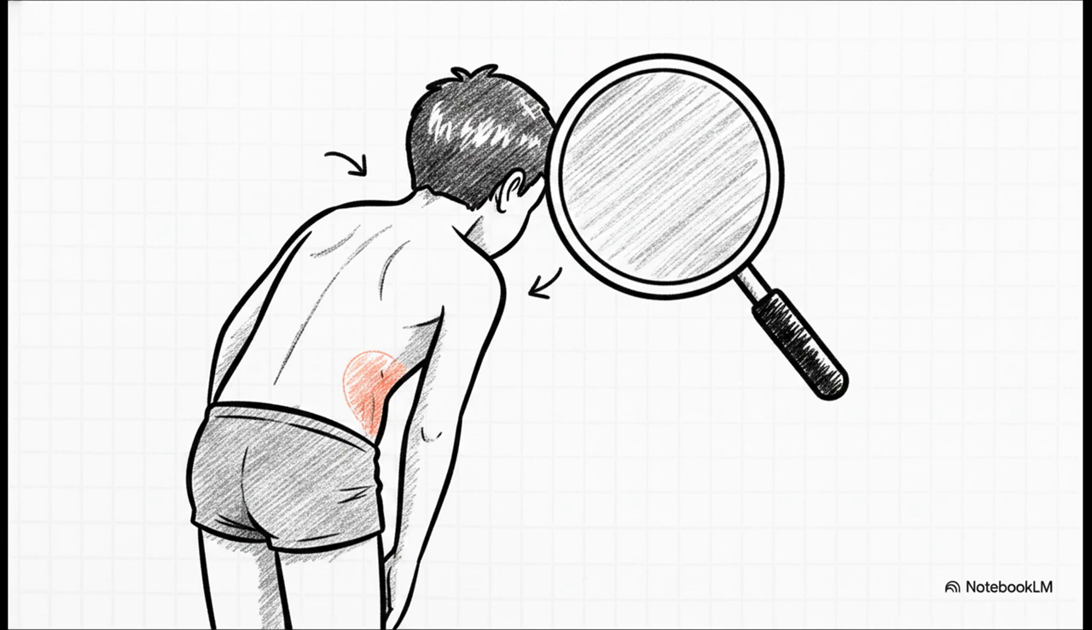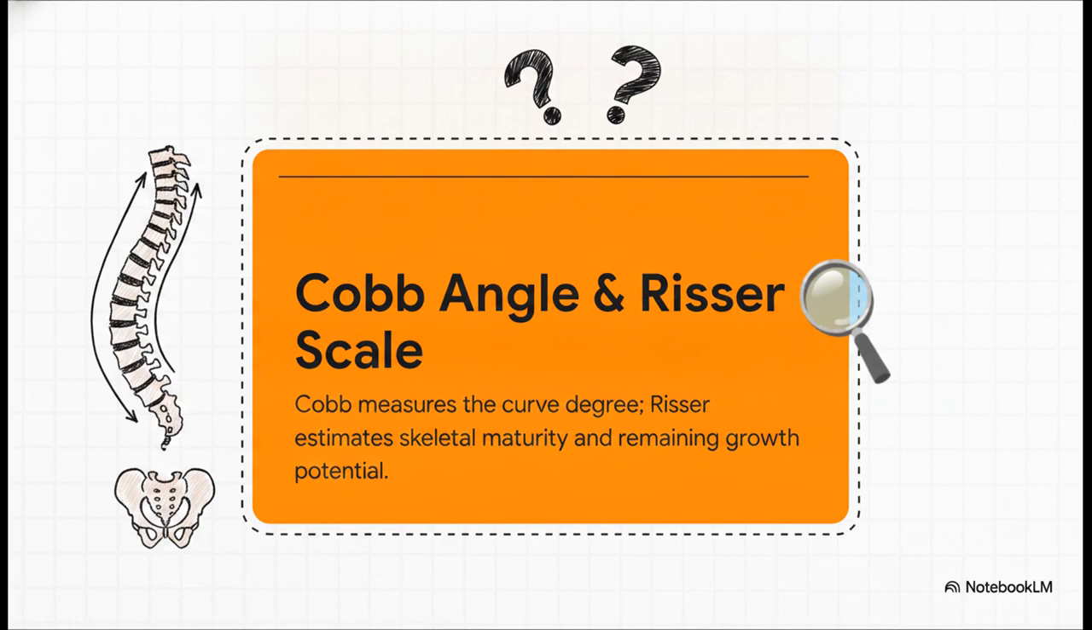Rib or flank asymmetry. Because the spine rotates as it curves sideways, it literally pushes the ribs up on one side. If we spot that asymmetry, we immediately measure the angle of trunk rotation with a neat little specialized tool called a scoliometer. Okay, so you've identified a curve.